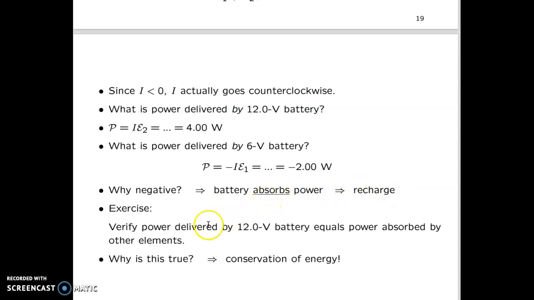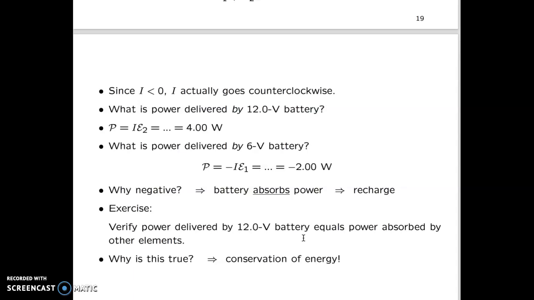So here's an exercise for you. I won't go through this in this screencast or in the notes, but you can verify that the power delivered by this 12 volt battery is equal to the power absorbed by the other circuit elements. Well, we have 2 watts being absorbed by the 6 volt battery. And you can also calculate the power associated with those 2 other resistors, right? That will be the rate at which energy is being produced in the form of heat in the resistors.